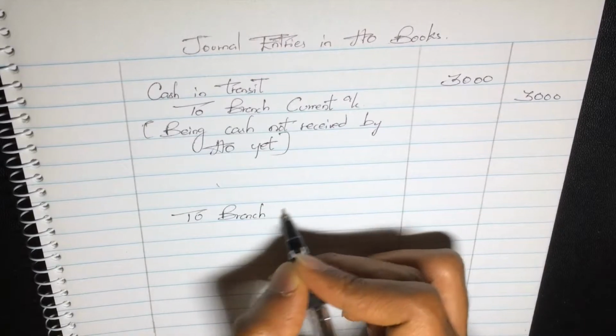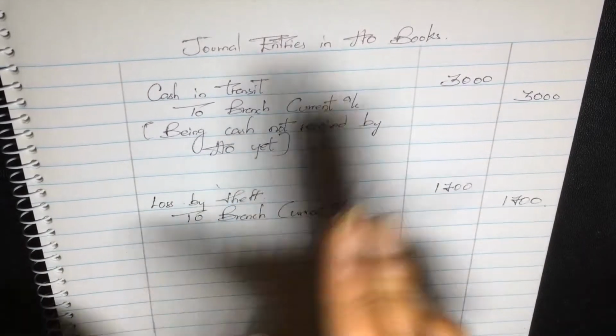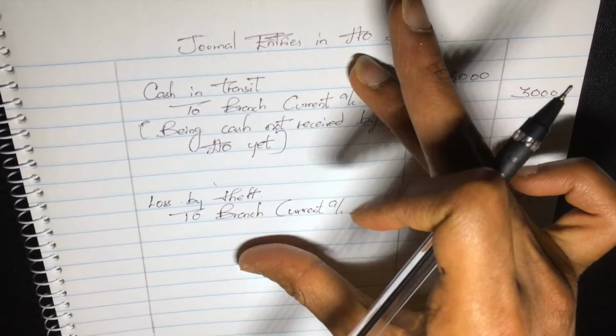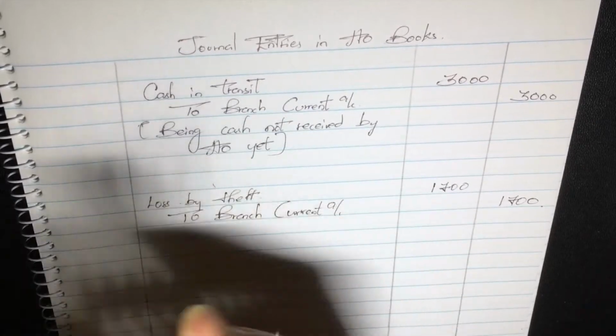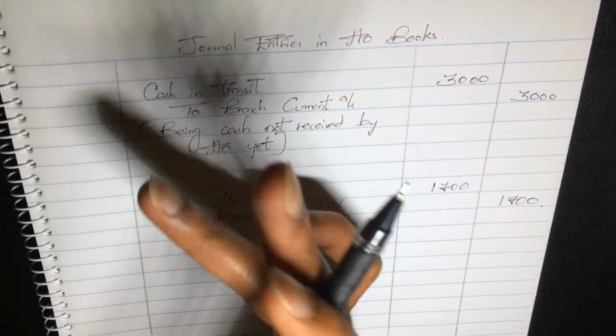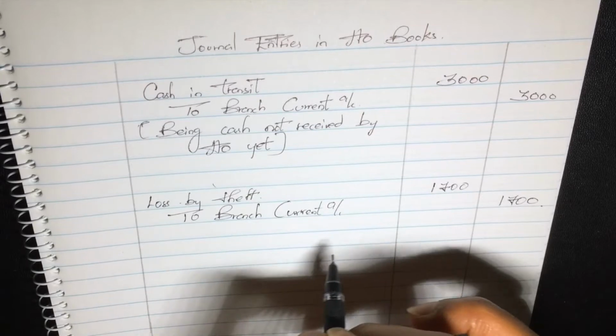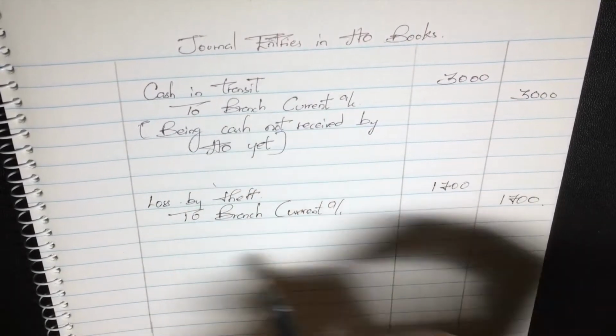So you do that by crediting the branch current account. This is in the books of the head office, okay? Therefore the branch account will have a debit balance. So to reduce the debit balance, we'll be crediting it. Okay, so now we have reconciled those differences.